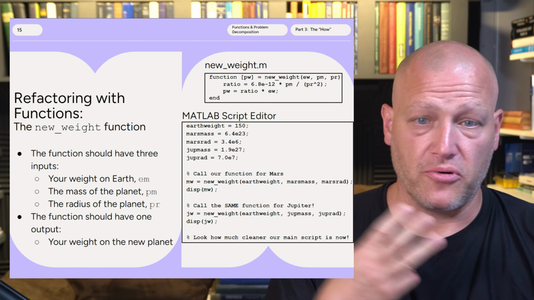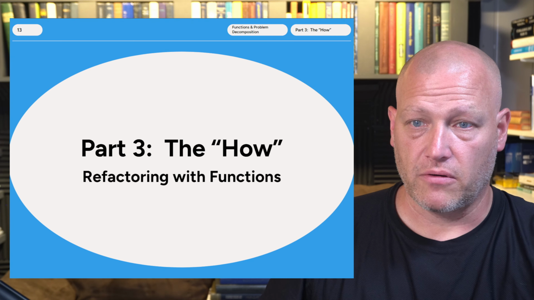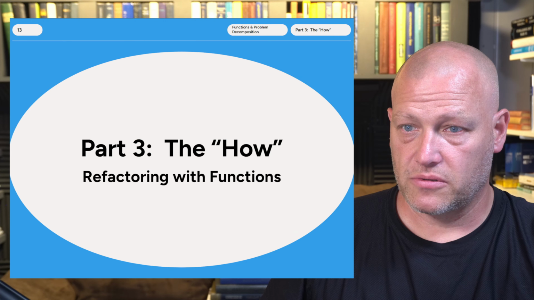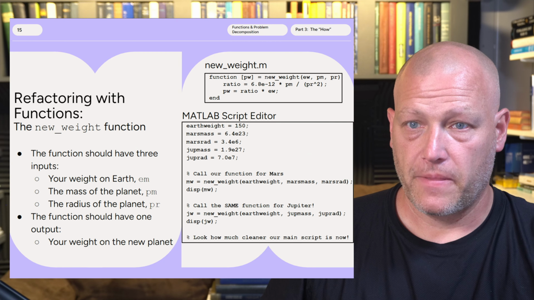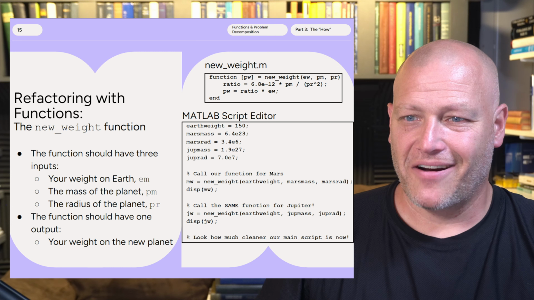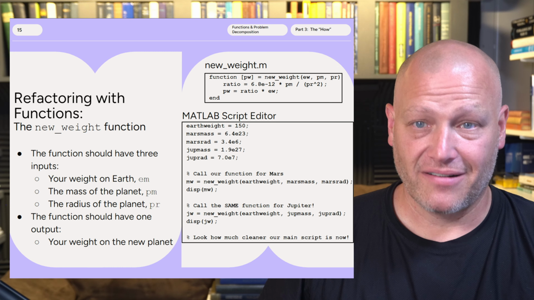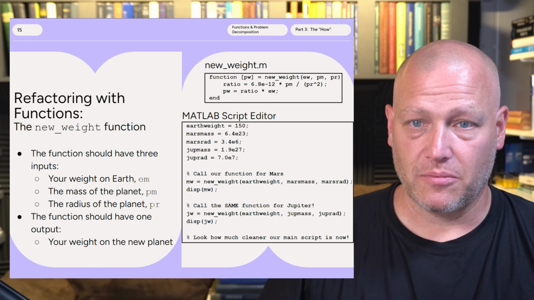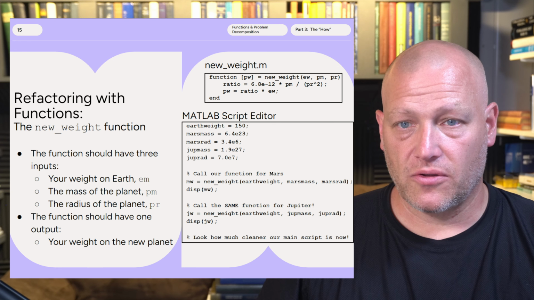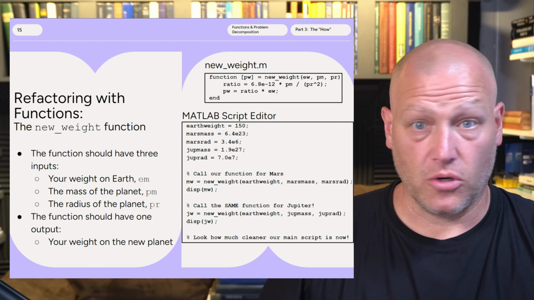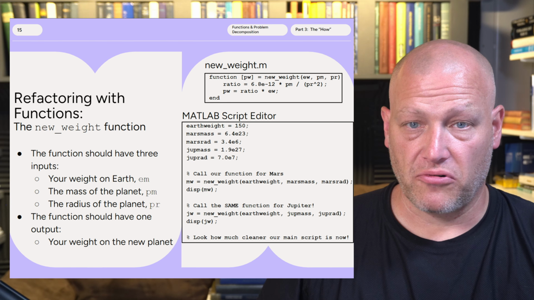And then we have three inputs, the three inputs that we talked about earlier on the same slide. All right, so EM, PM, and PR: the Earth weight, the planet's mass, and the planet's radius. Those three inputs exist only inside of this particular function's private workspace.